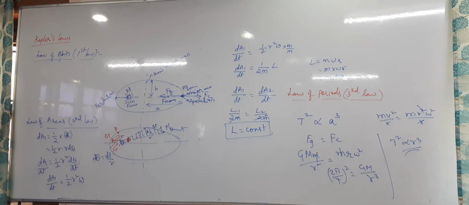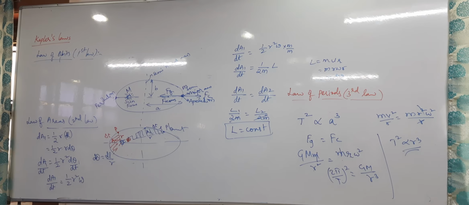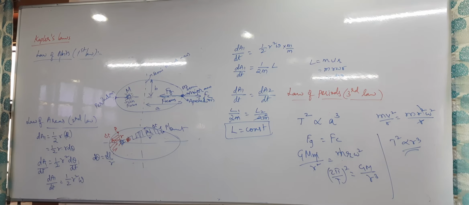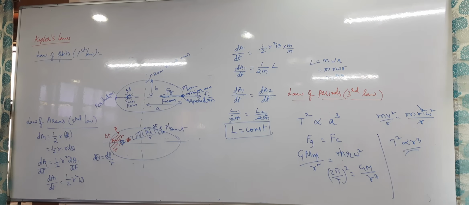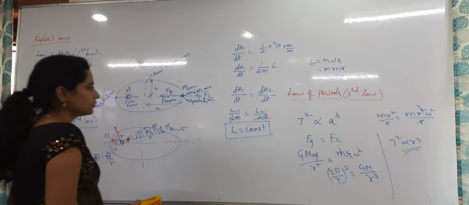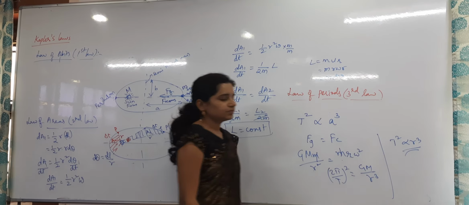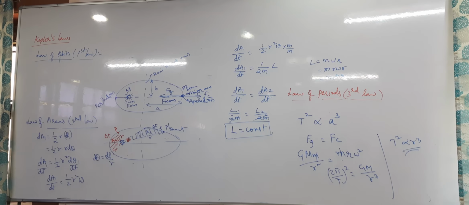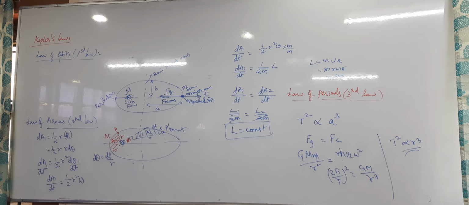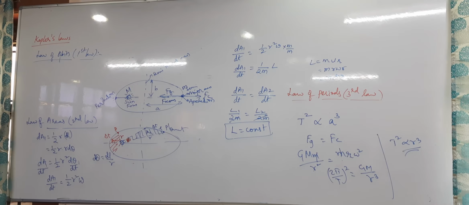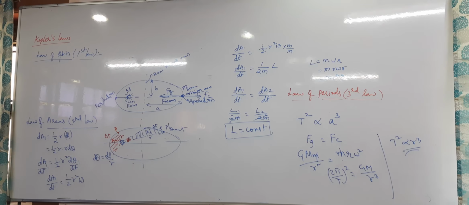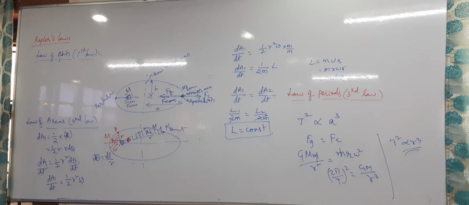Write the statement. The square of the time period of a planet is directly proportional to the cube of the semi-major axis. Copy the derivation.